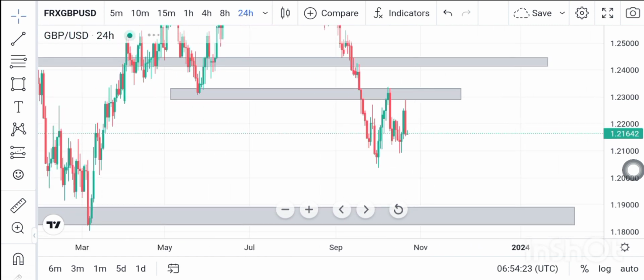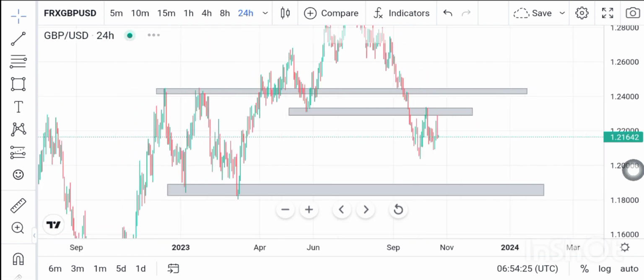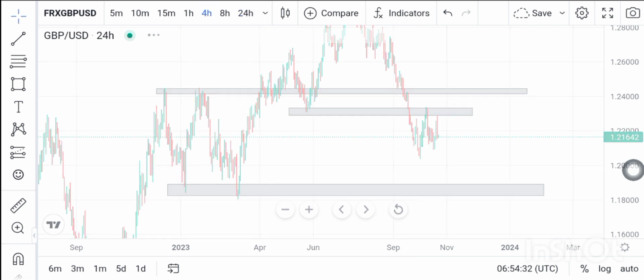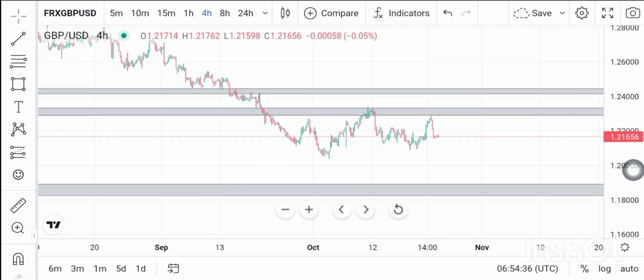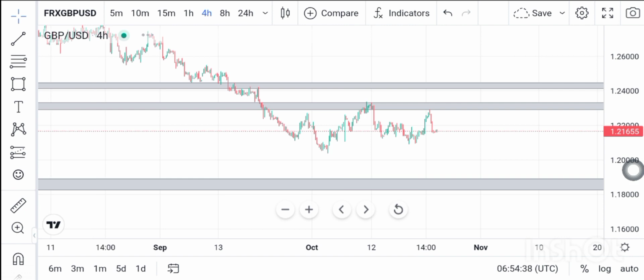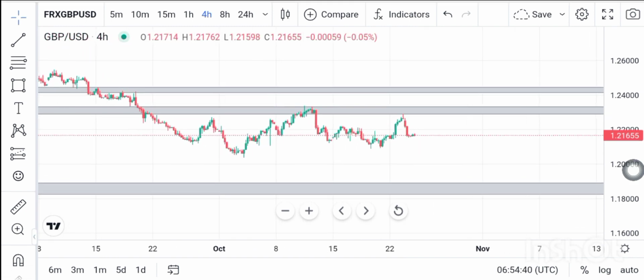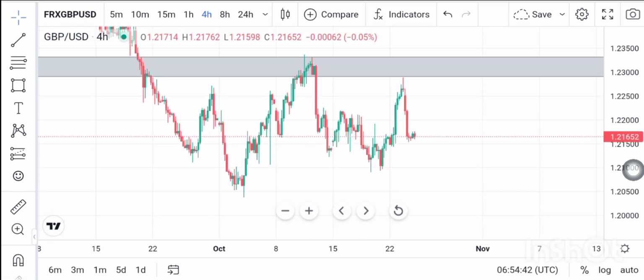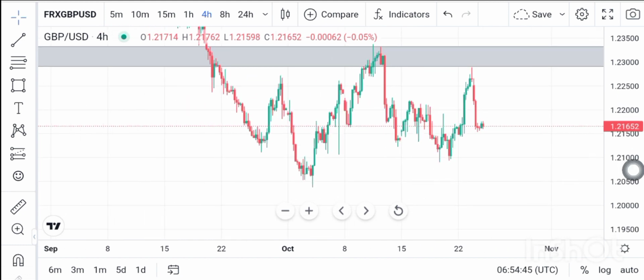So what you have to do is scale to the next lower time frame. For me, I love scaling from the daily to the 4 hours time frame. In some cases, I might scale to the 8 hours time frame. Now this is the 4 hours time frame. You could clearly see how the candles look different, not like those of the 24 hours or the daily time frame.